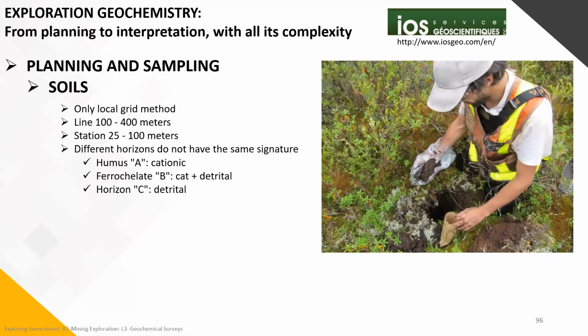For soils, only local grid methods are used. The line spacing should be between 100 and 400 meters. The station spacing between the samples should be between 25 and 100 meters, so it's a 1:4 ratio between the sample stations and the lines. And these should include different horizons to characterize their difference in signature between layers A, B, and C.